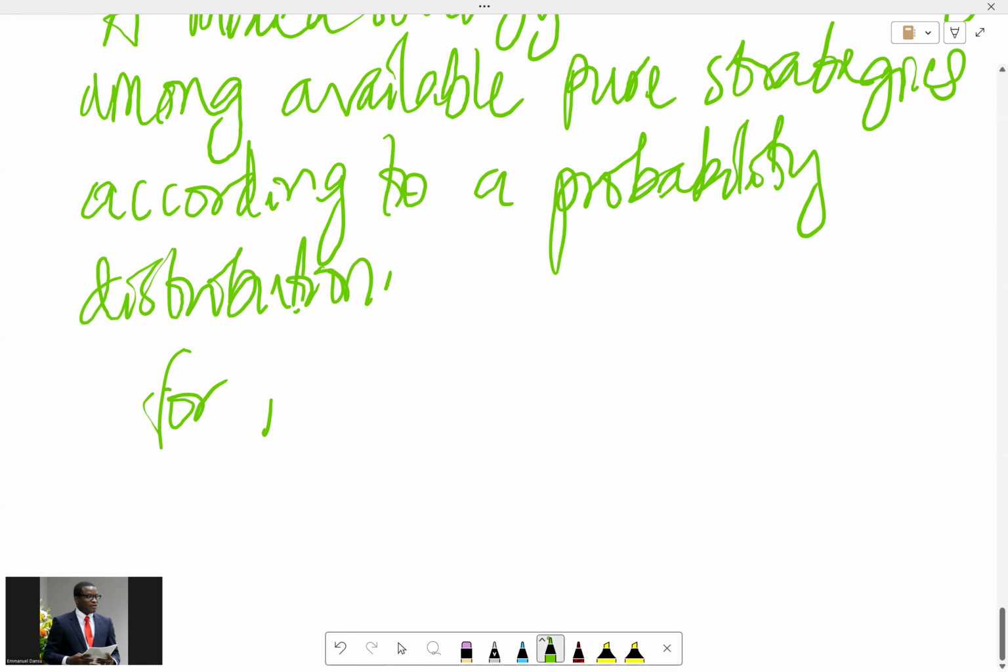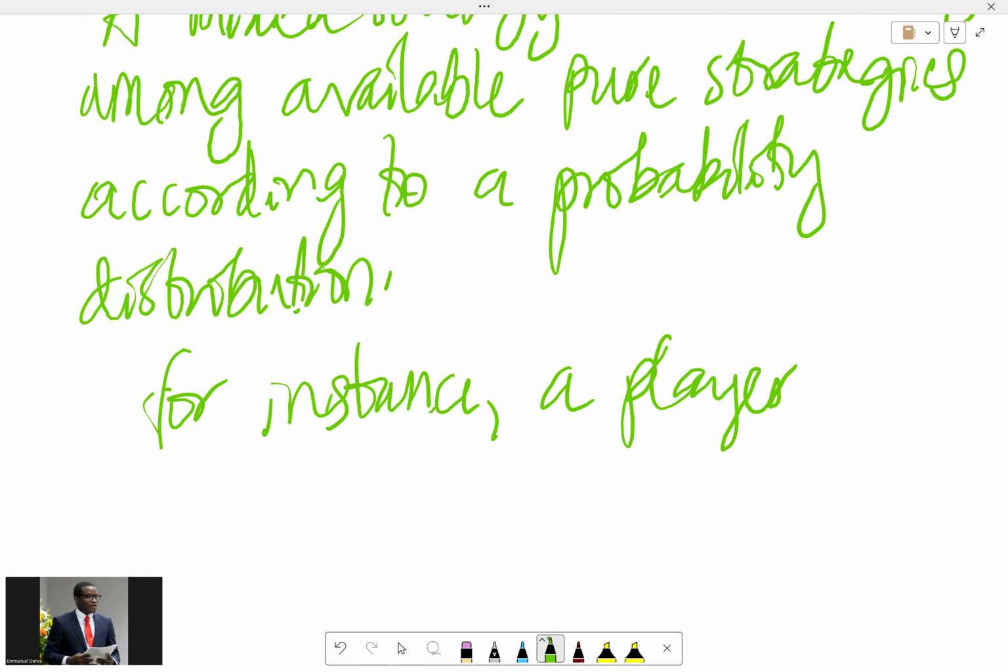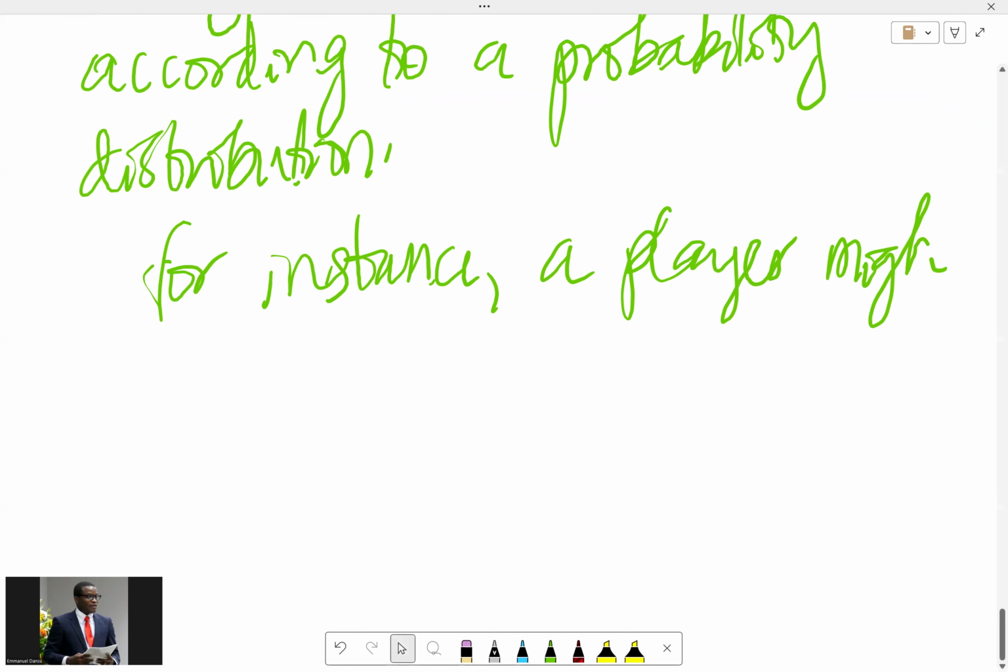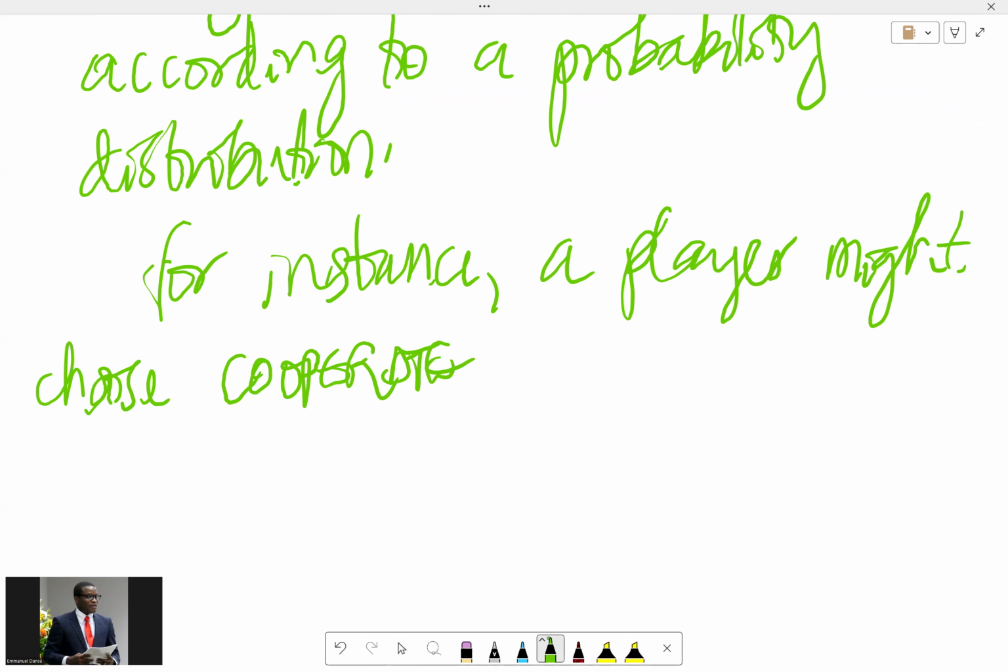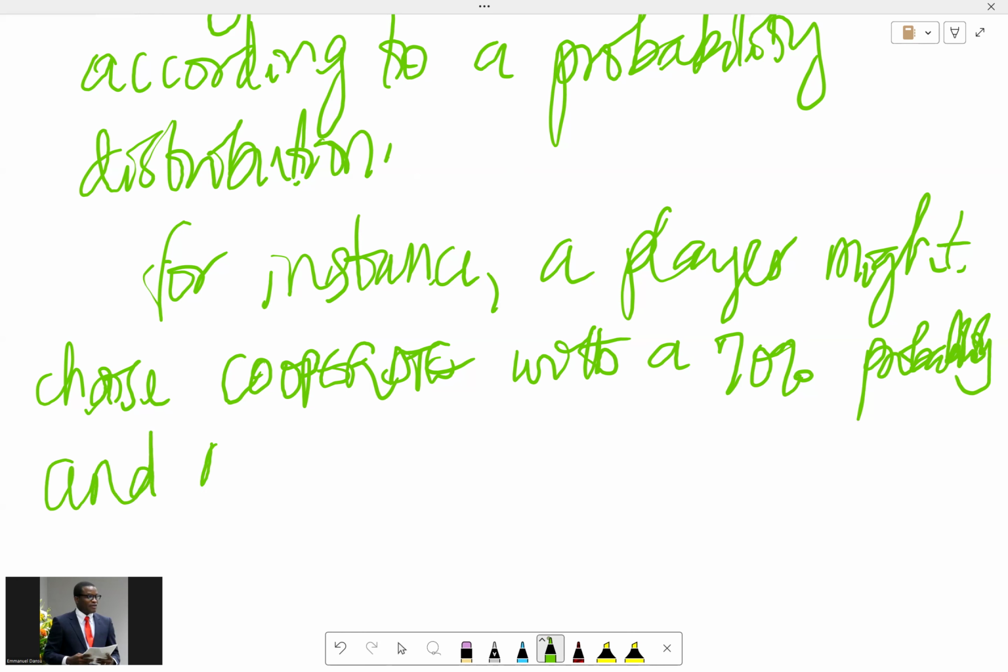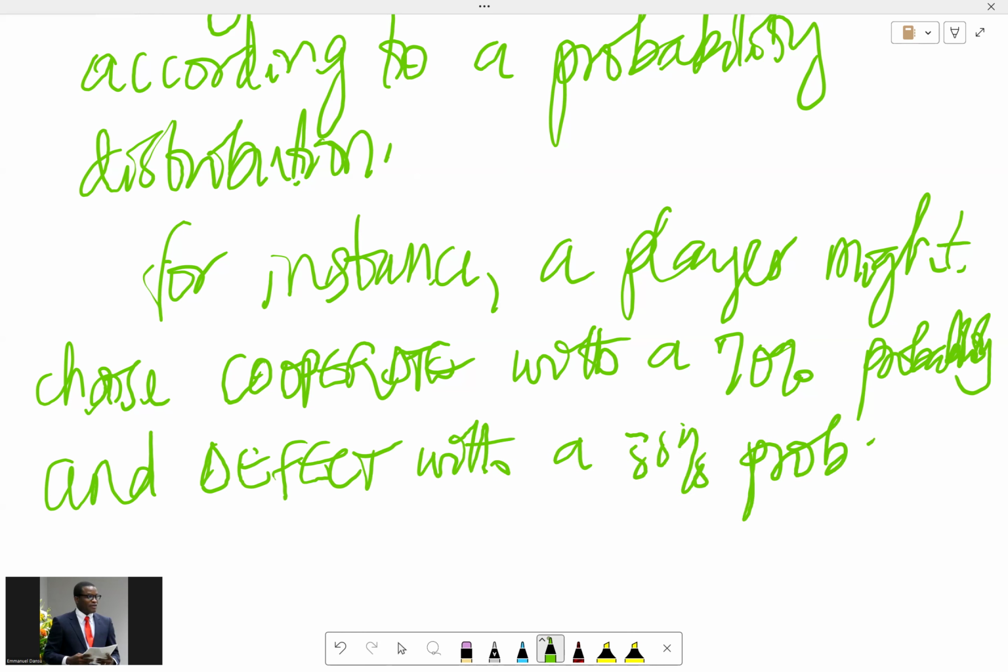For instance, a player might choose cooperate with a 70% probability and defect with a 30% probability. Okay.